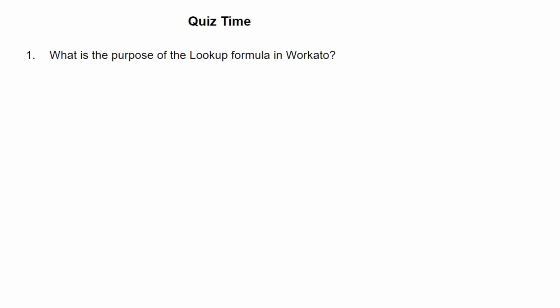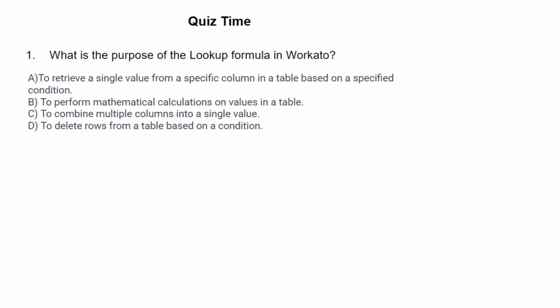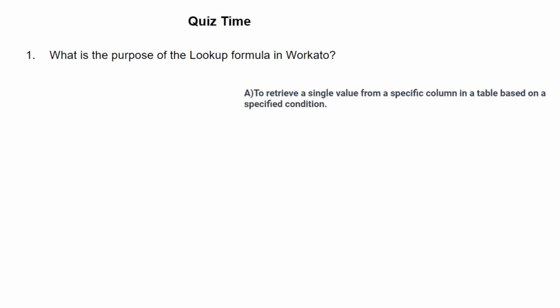The first question is, what is the purpose of the lookup formula in Workato? Options are: to retrieve a single value from a specific column in the table based on specified conditions; second, to perform mathematical calculations on values in a table; third, to combine multiple columns into a single value; fourth and final option, to delete rows from a table based on a condition. Okay, let me give you the answer. The answer is to retrieve a single value from a specific column in the table based on specified conditions.